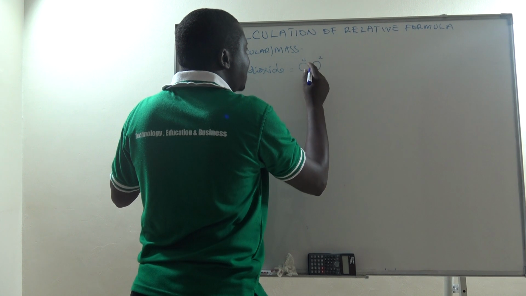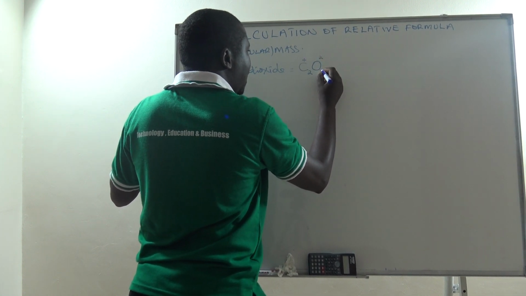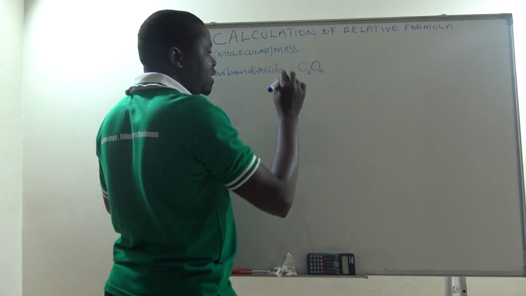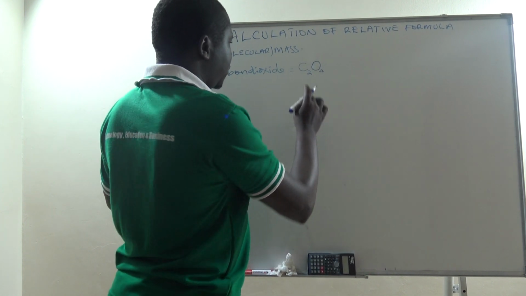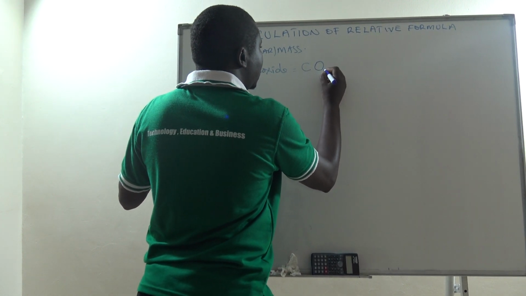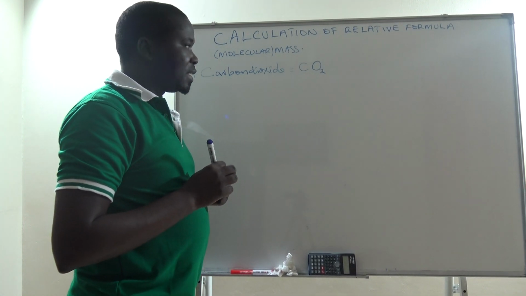So when they exchange valencies, these two come here, this 4 comes here, and when we reduce by 2, since 2 and 4 are both multiples of 2, this one becomes 1 and this one becomes 2. So this is the correct formula of carbon dioxide gas.